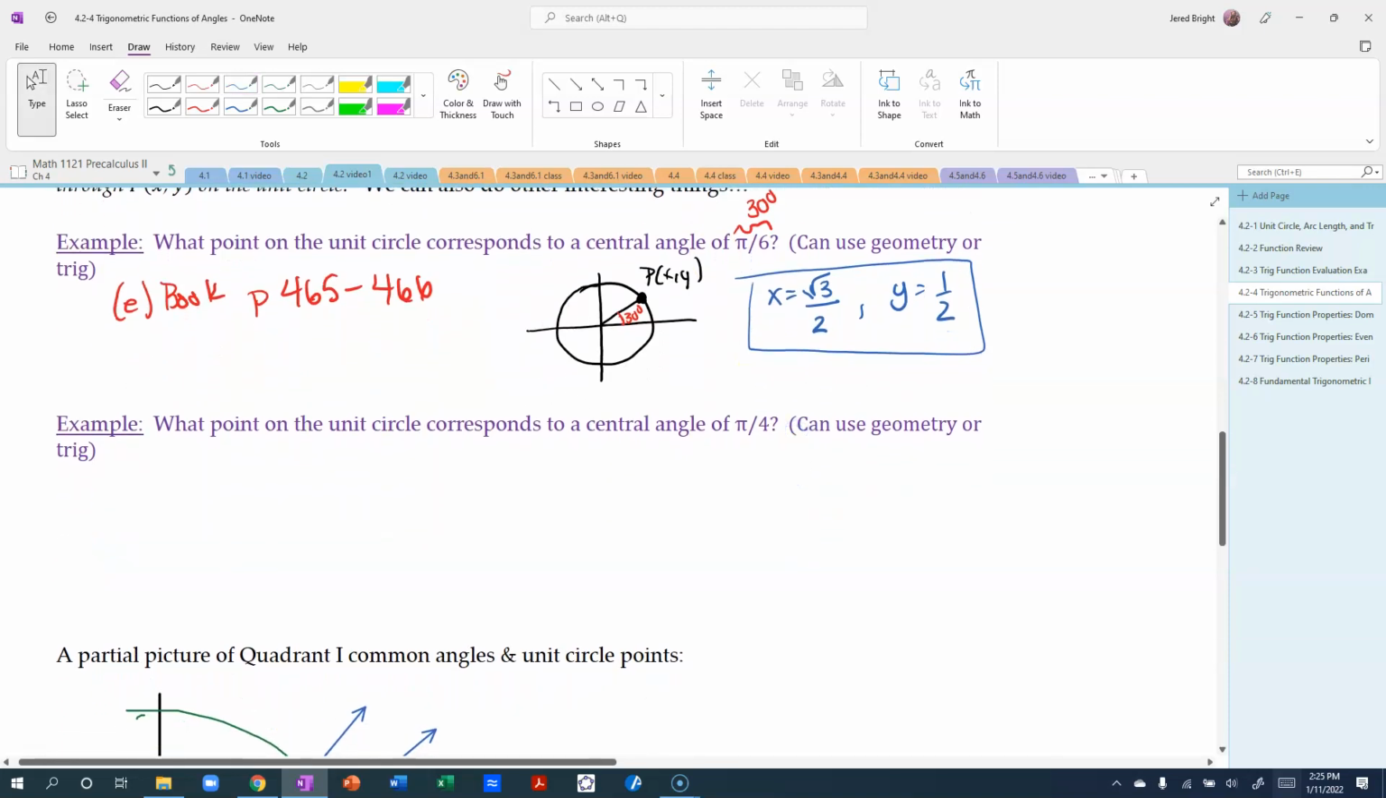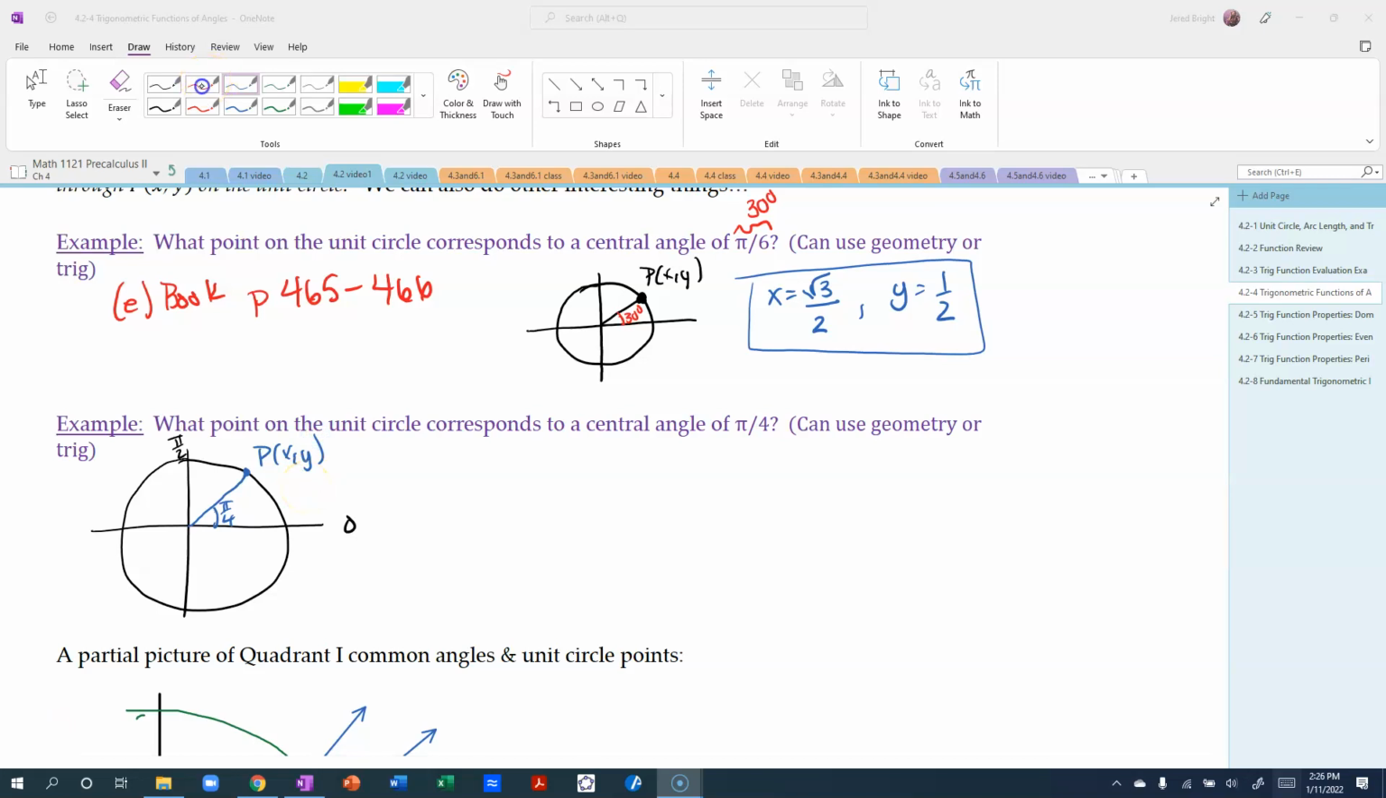Now this next one I will actually go ahead and do because it's a little bit more interesting. So what point on this unit circle corresponds to a central angle of pi over 4? Okay, well, we know that this up here is pi over 2 and this is 0, right? And pi over 4 would be exactly halfway between. Okay, so this is our central angle pi over 4. We want to know what P of x, y are, right?